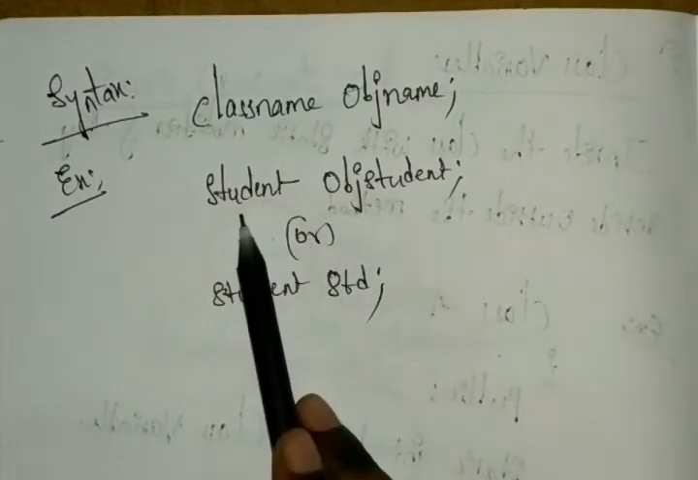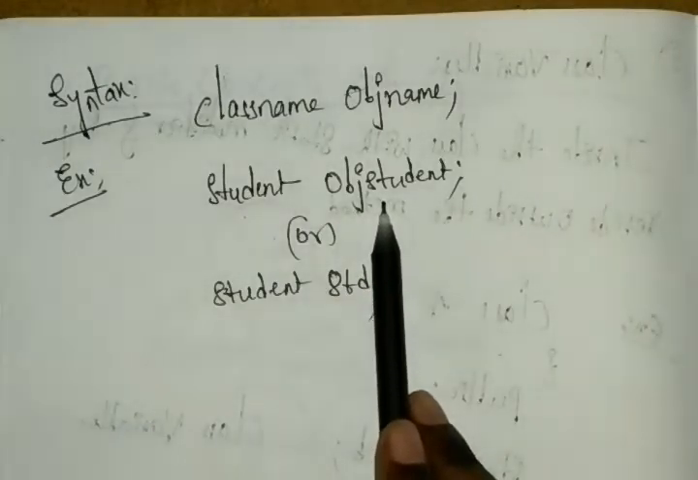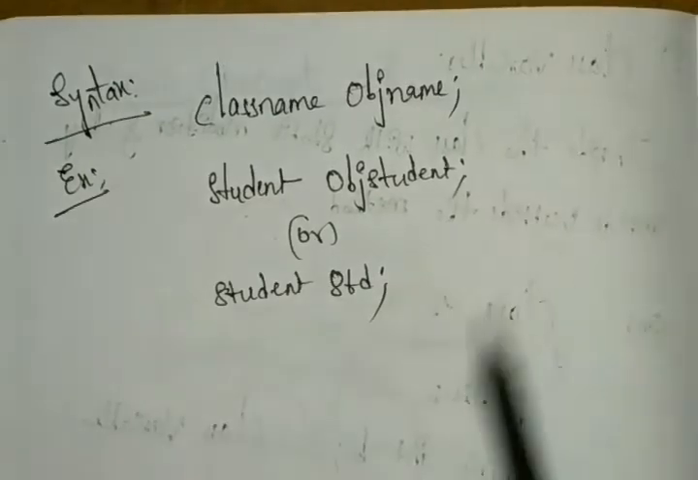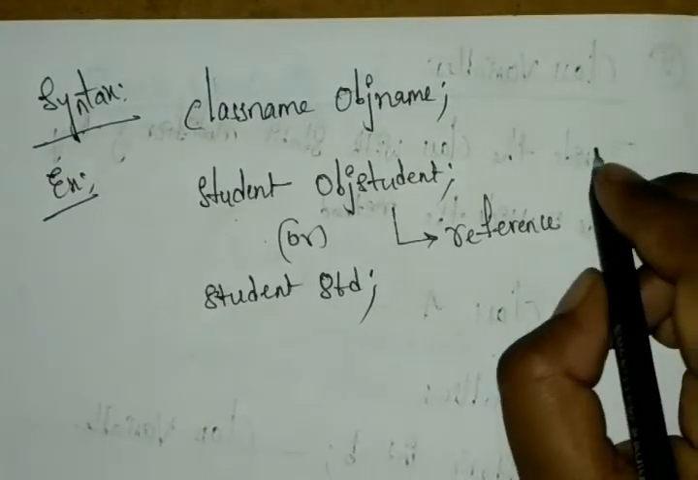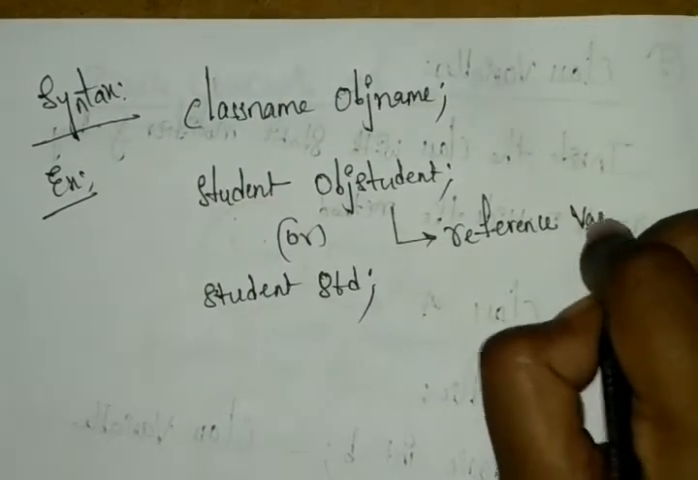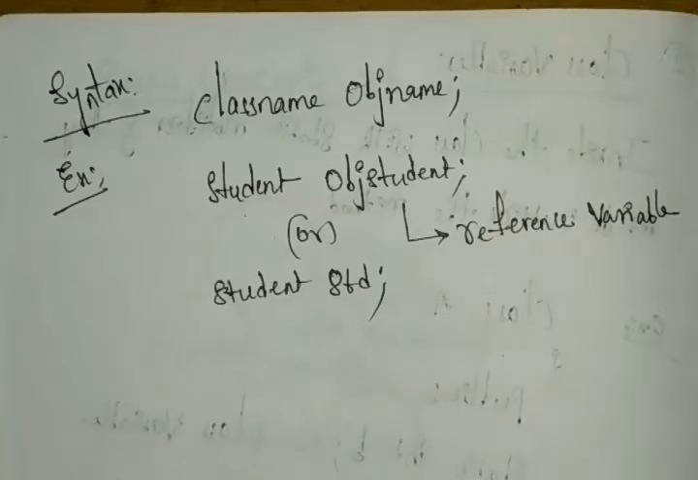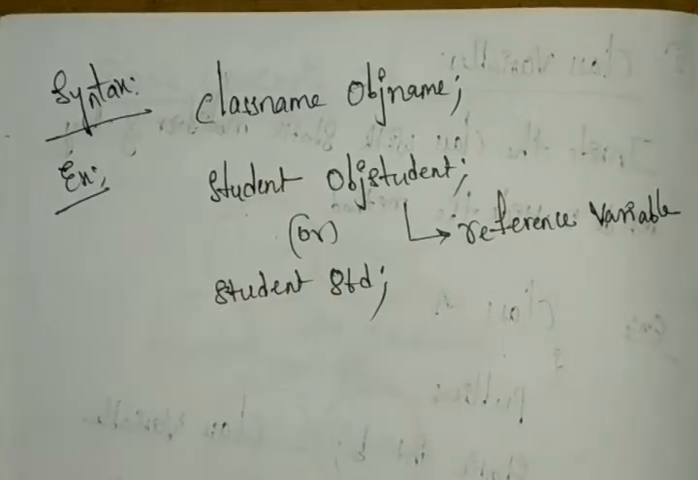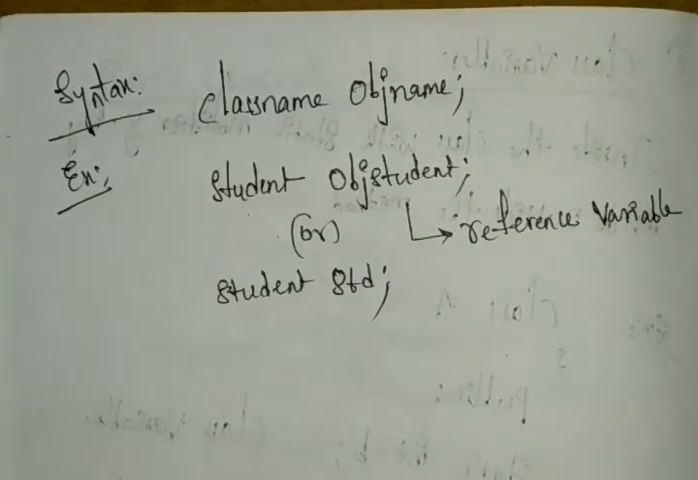So here Student is the name of the class, and the object student is the reference variable. By using this reference variable we can represent our object. This reference variable student is declared in the form of our object, so it holds the address of an object. Whatever you have as the object student, it holds the address of the object. Like this we can declare our object.